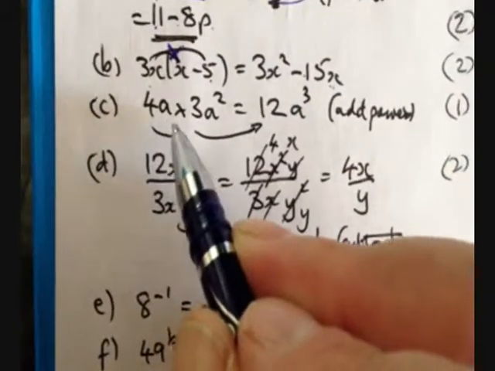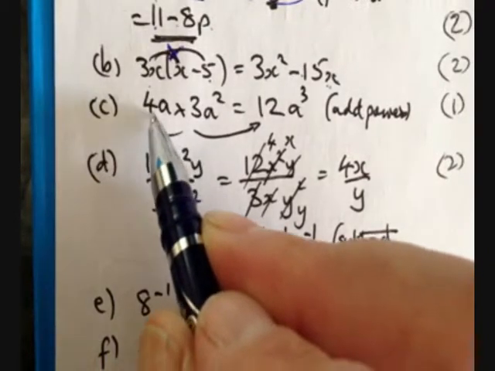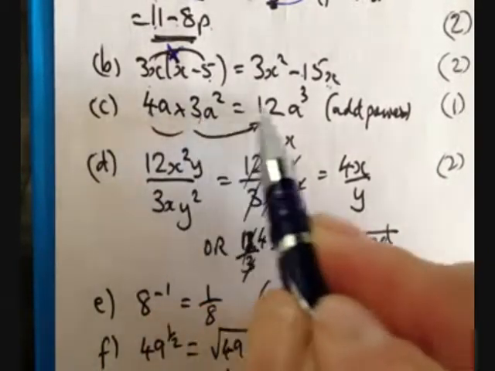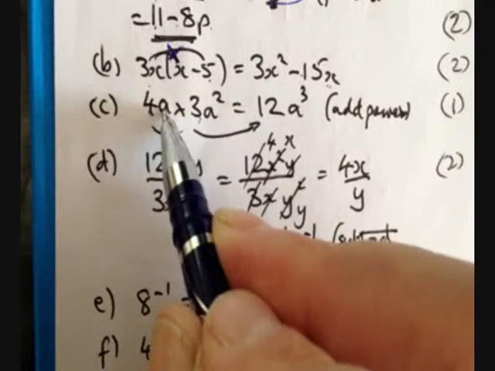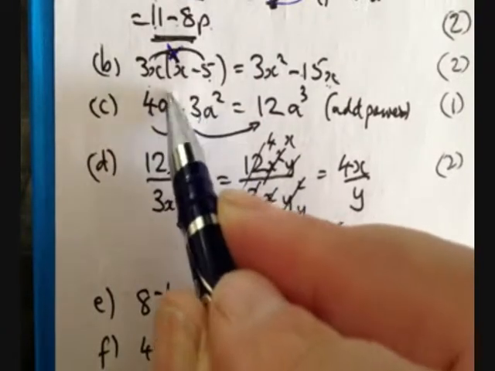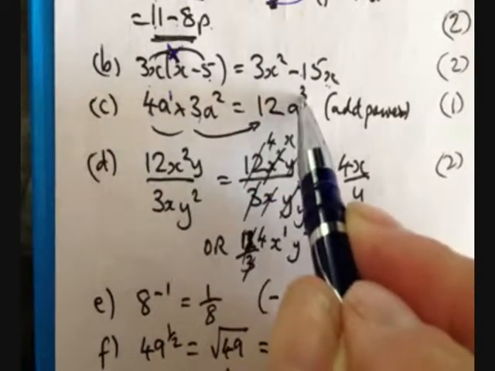The next one, fairly simple one, but again, make sure it's right. The numbers first. 4 3s are 12. And you add the powers a and a2. Don't forget there's a missing 1 there, so you get a3.